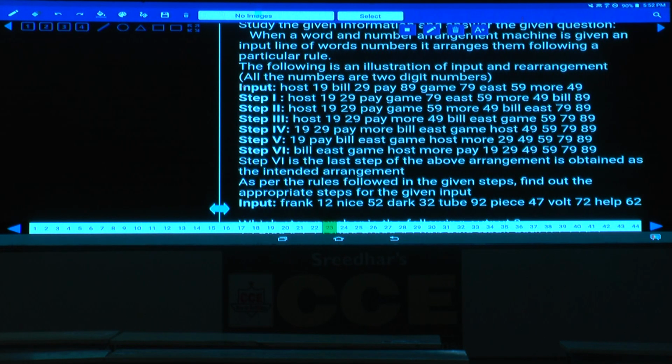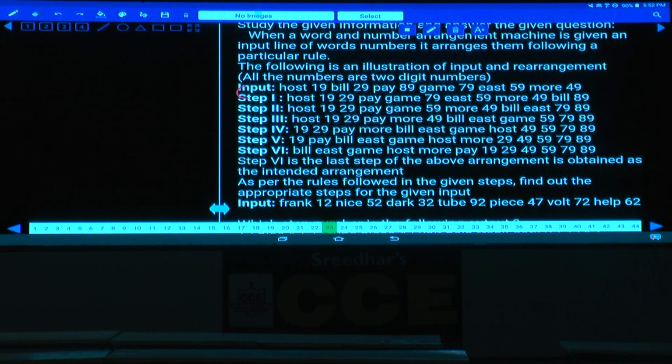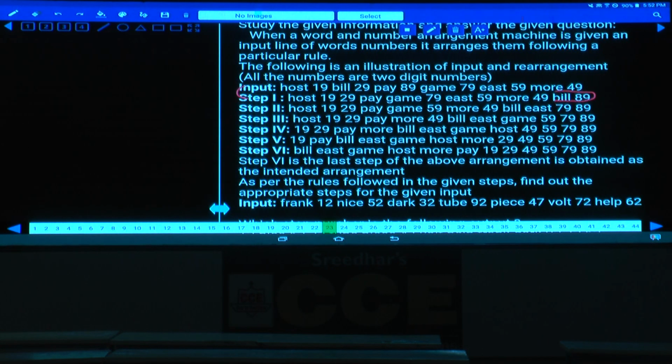In order to identify the method involved, we should always compare input with step 1. Now host 19, and what are the words which are arranged here? 89 and bill are the 2 elements which are arranged at the last 2 places, isn't it? 89 is the highest number and bill is what? Bill is the least. Then what happens here? 89 is fixed here. Before this 89, it is the previous number 79. Before this east, and its previous word. What is the previous word here? Bill. Bill is arranged here.